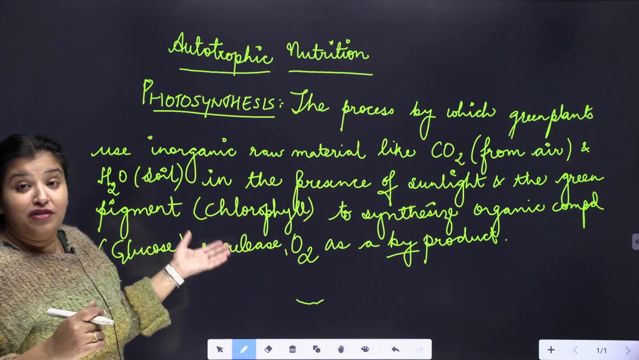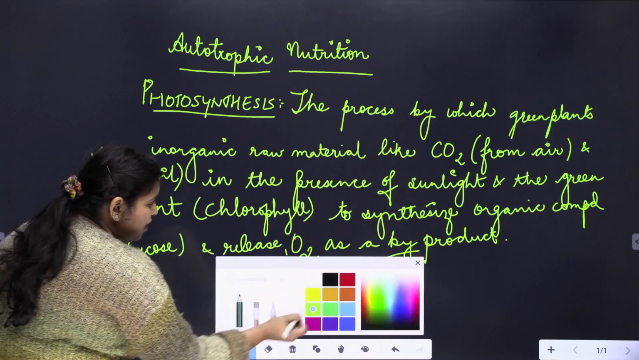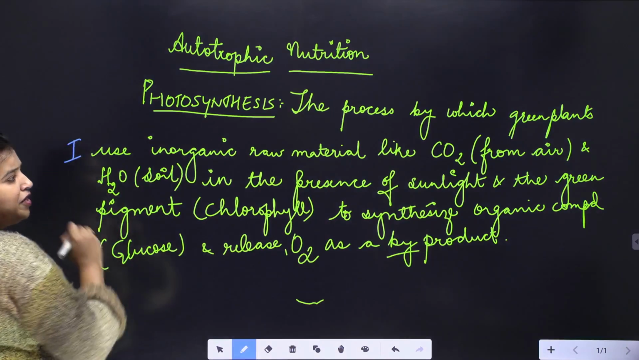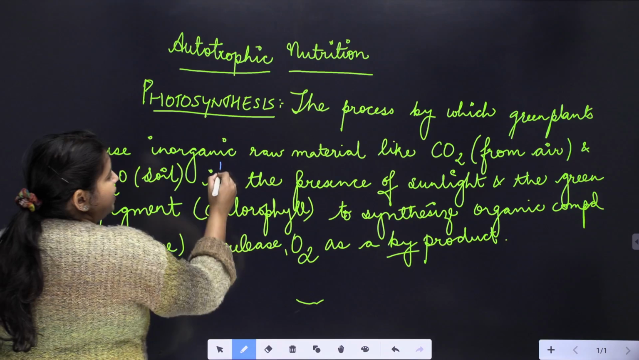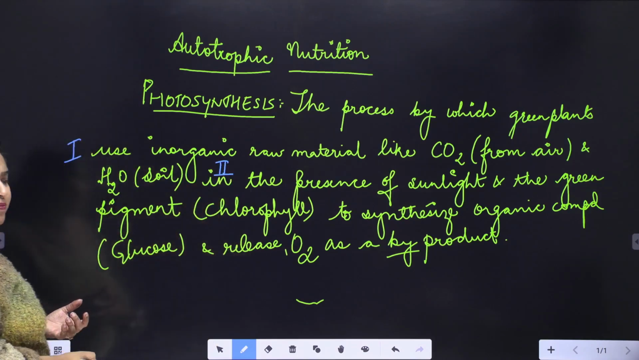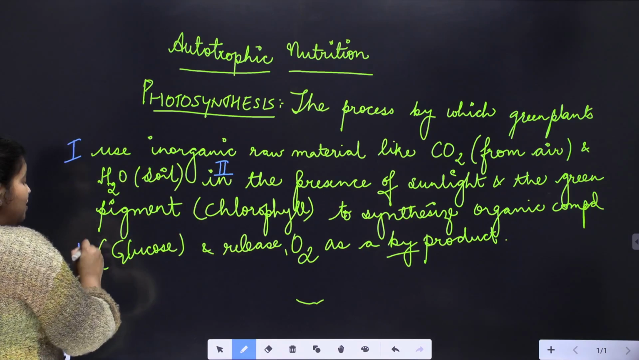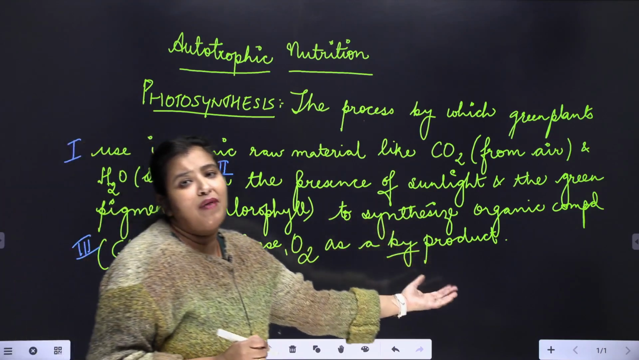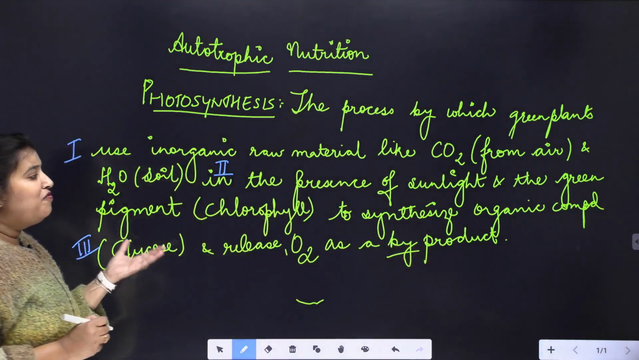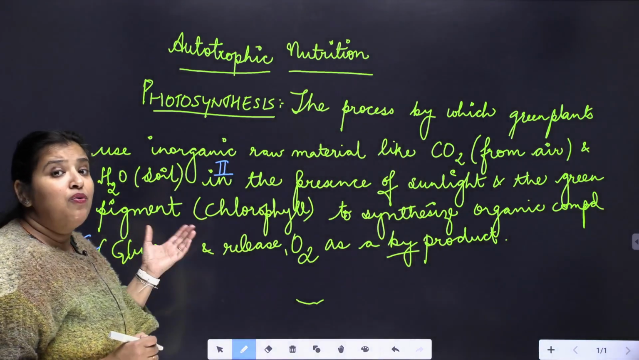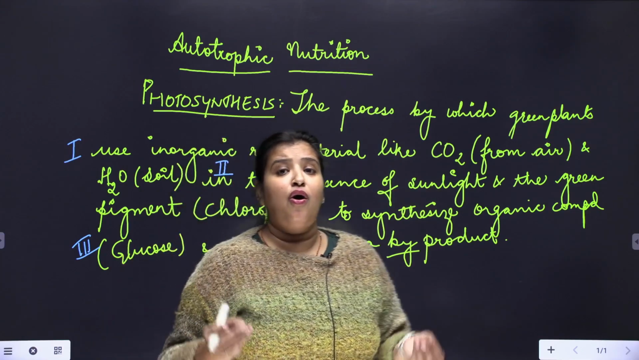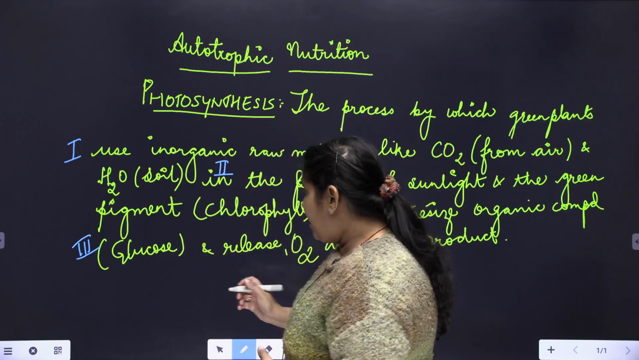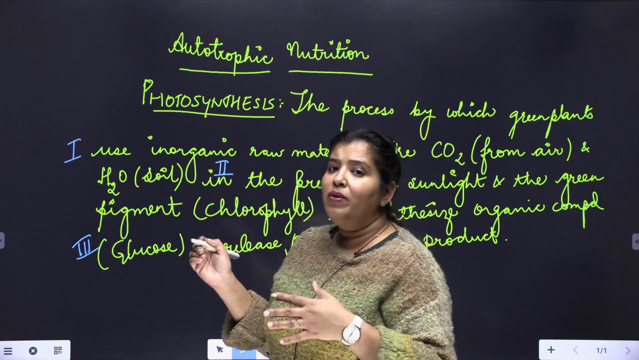So definition I have written in points. See, you can observe this thing that the first is use inorganic raw material. The second is in the presence of sunlight and the green pigment chlorophyll. And the third is synthesis of organic substances like glucose and releasing oxygen as a byproduct. So this is a very, very important way that how you have to present your definition of photosynthesis as per board standards.